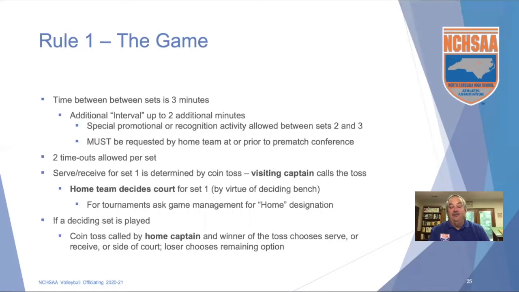Last year, I had no matches where anyone even brought it up, but if they do, it has to be requested prior to or at the pre-match conference. If we forgot about it, the second set ended and they said they want it to be 5 minutes and you did not cover that in the pre-match conference, I'm sorry, but we'll have to go with what we all agreed at the pre-match conference, which is the standard 3 minutes between sets.